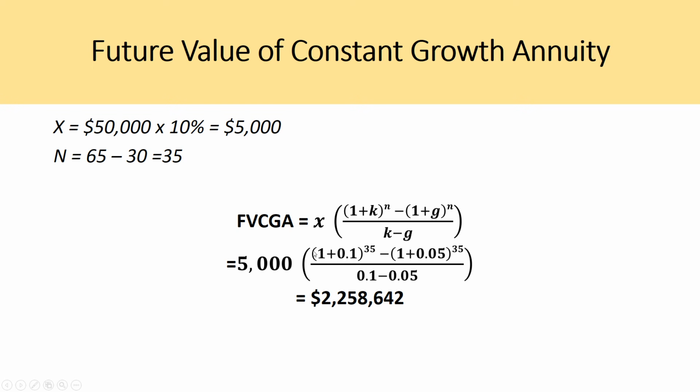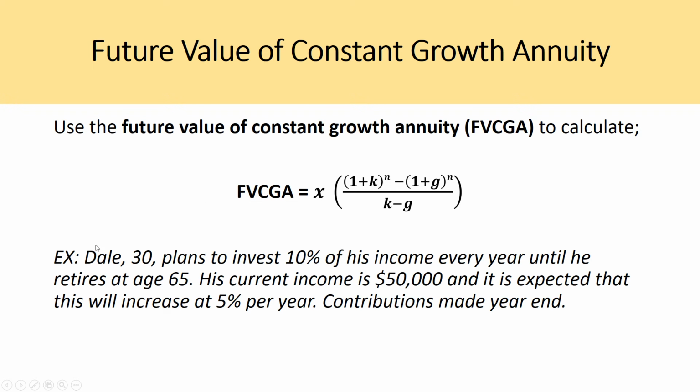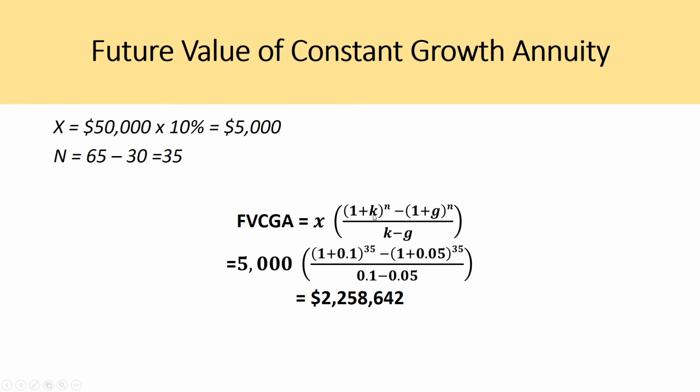So we put that into our formula. The discount rate or the interest rate is 10%, and the growth rate, G, is 5%. And so we put that in. So here would be 10%, and here would be 5%. We raise it to the power of 35, the number of periods, and we get a future value in this example of $2,258,642.